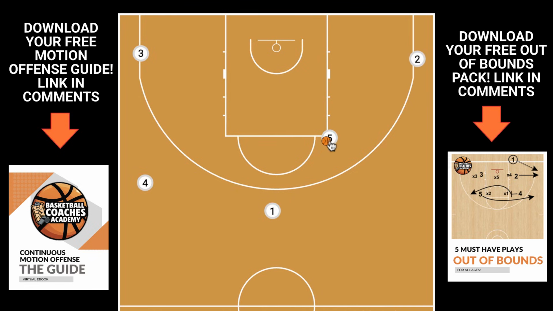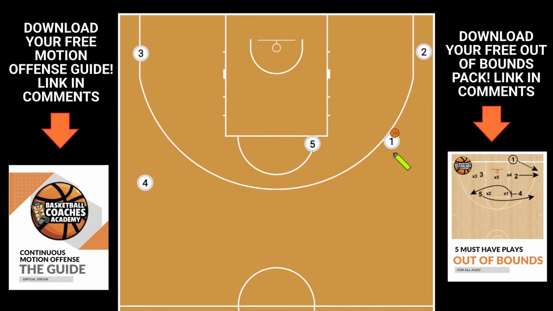This player cuts in and out. We're going to feed it to them over there. What we're going to have next is a screen being set from number 5 to number 1. So number 1 is going to cut down here, and then number 5 is going to set a screen for them to come back up to the 3-point line over here. So number 5 is setting that first screen for number 1. And when that happens, number 1 is going to sprint and curl right here.